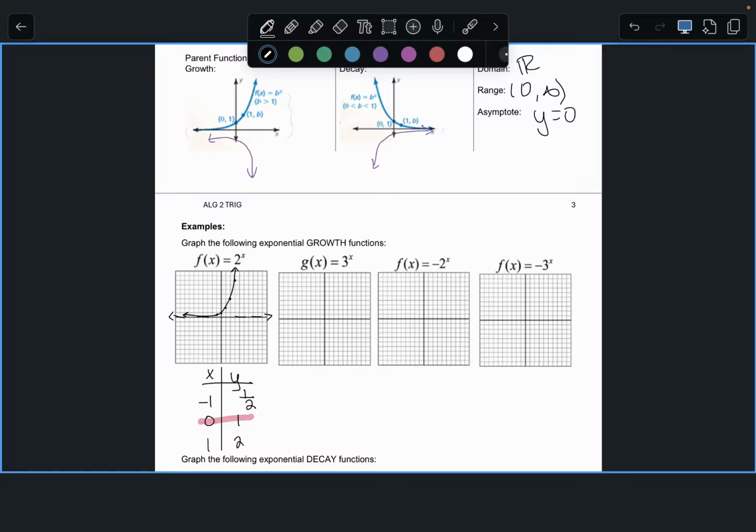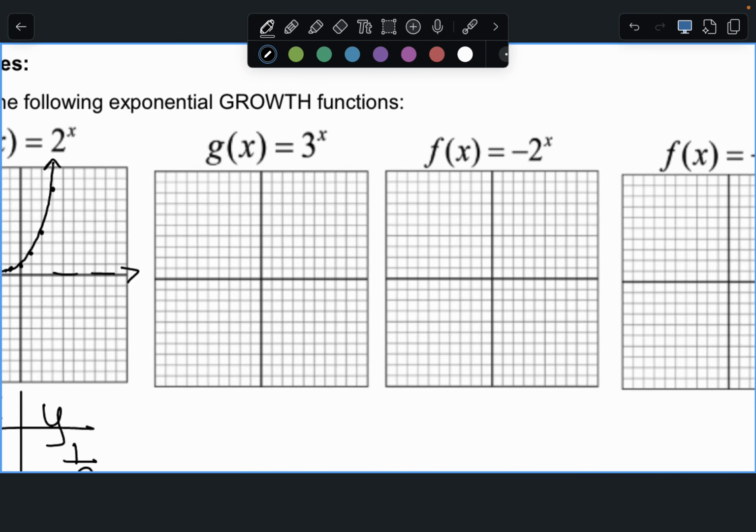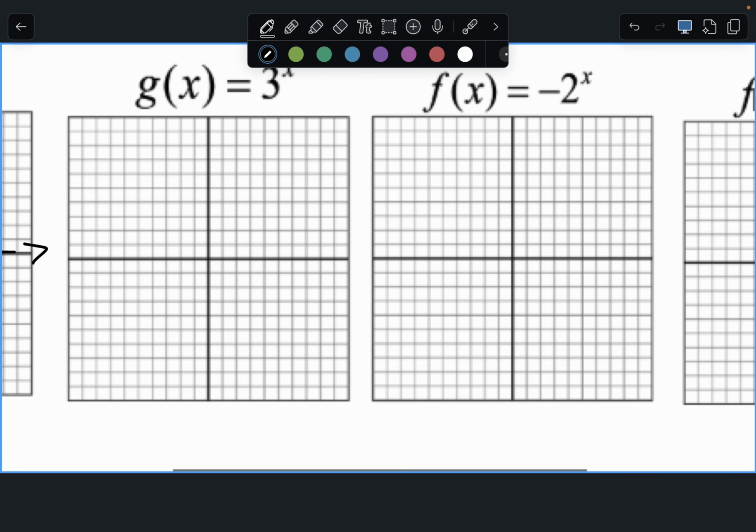Just thinking, if we plugged in 3 for our base, and we plugged in these same points, we would get 1/3, 1, and 3. And then we would get like 9. So as our base increases, it's going to get steeper and steeper. This graph right here, we're not really going to make a table because of time purposes, but it would look something like this.